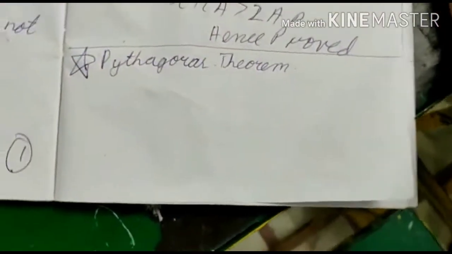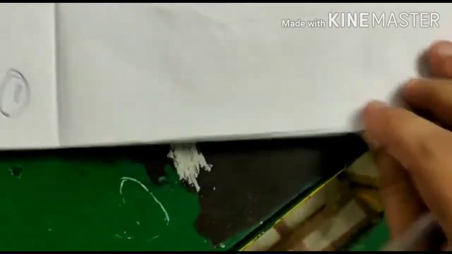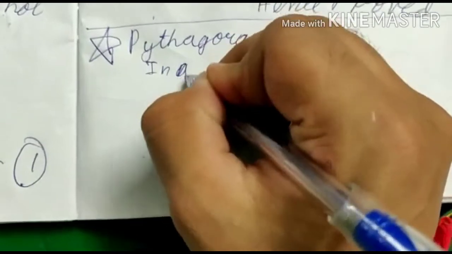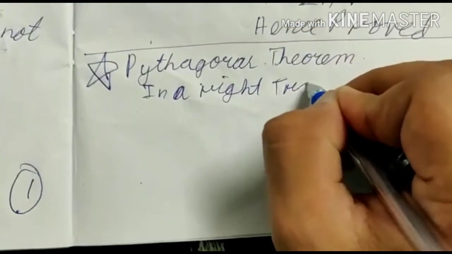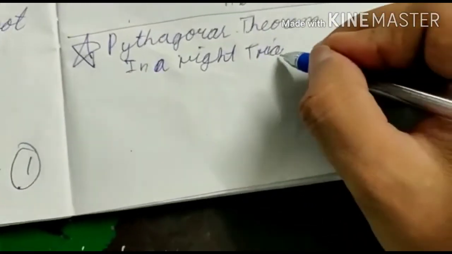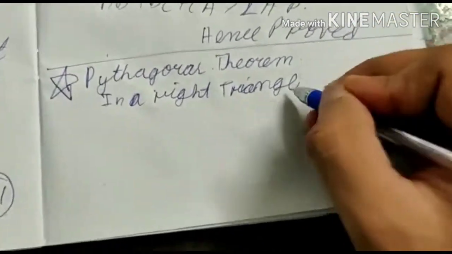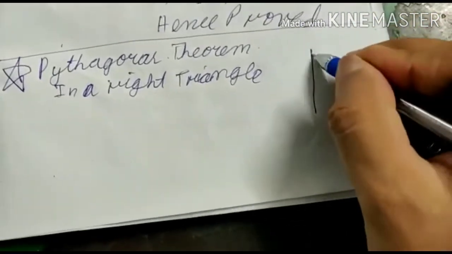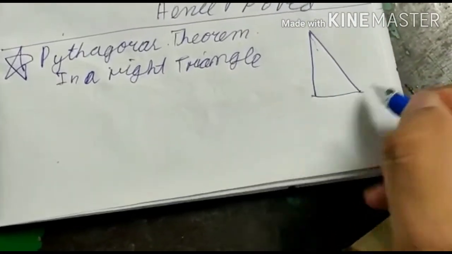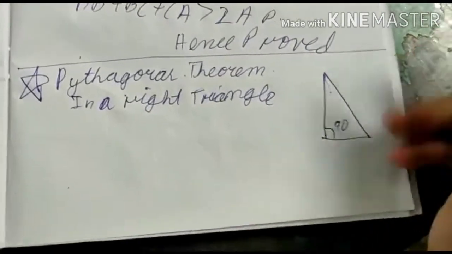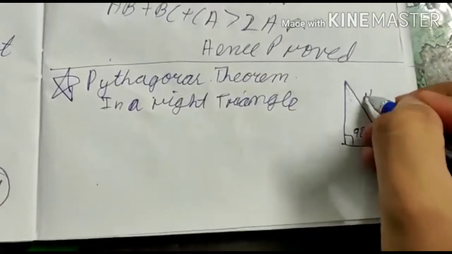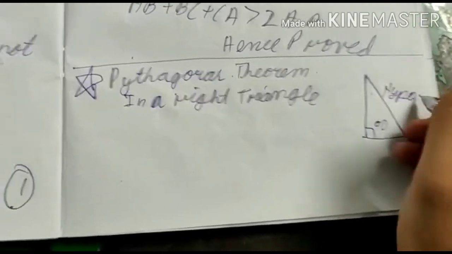Our next topic here is Pythagoras theorem. So in a Pythagoras theorem, what basic thing is in a right triangle. Right triangle means that is a right angled triangle. This is 90 degree. This long side in front of 90 degree is called hypotenuse.